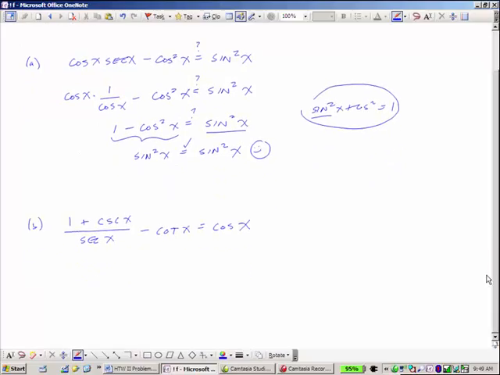Alright. This is C. We're going to take a look at one more and see what we can get in. So, here's the thing. When you're doing these proofs, oftentimes there's a more complicated side and a less complicated side. Most of the time, if you simplify the more complicated side, you'll see that you either have the other side or you're really close to it. So, top strategy, try to get everything in terms of sine and cosine.